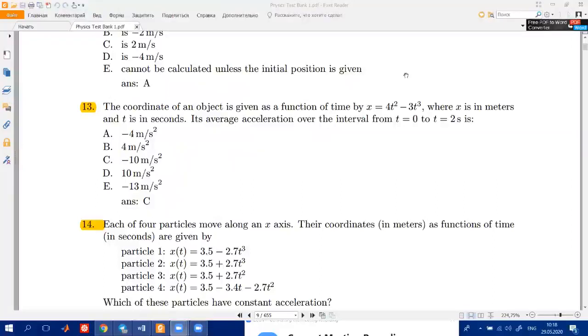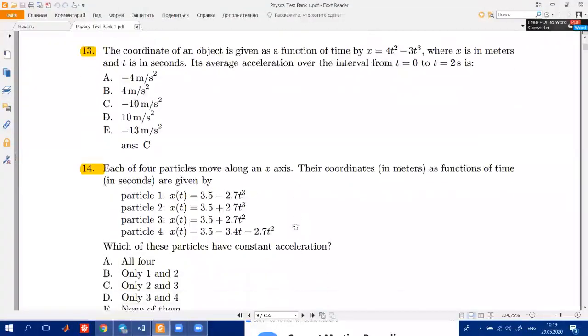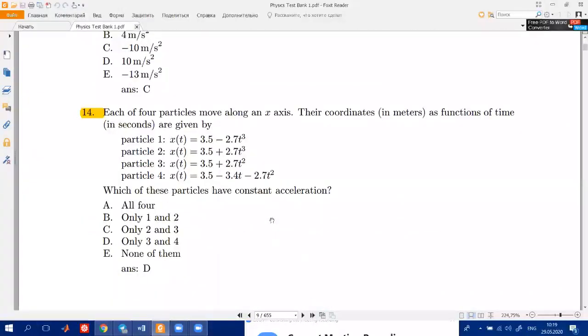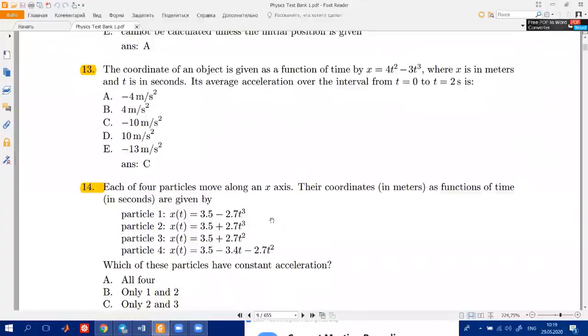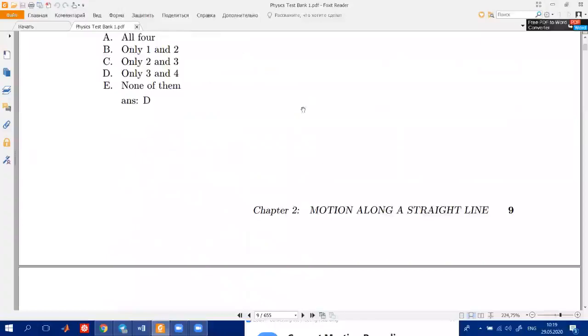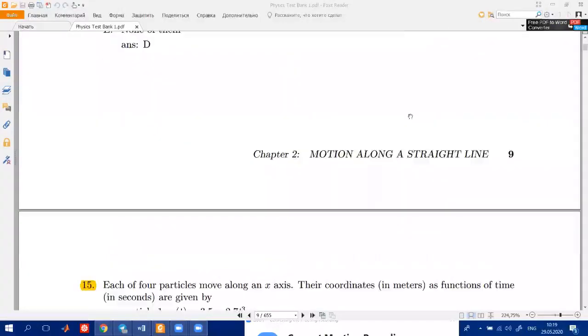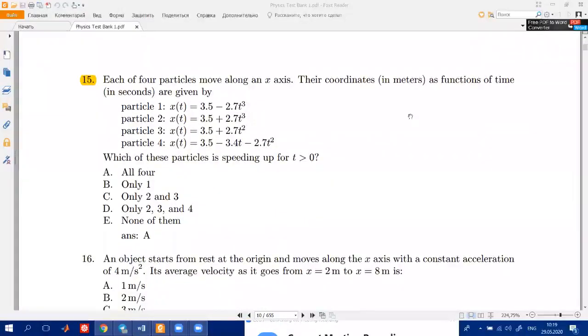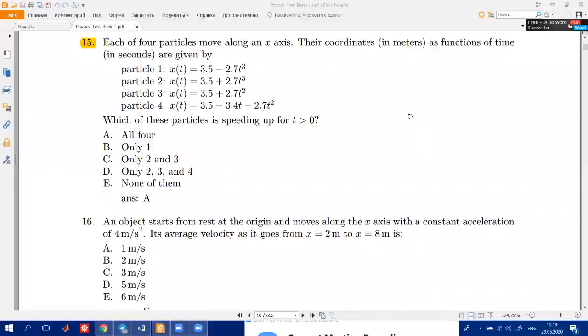Kobuljan, do you have any answer? No? Okay, this will be your homework. The answer is D, only 3 and 4, but you should show this. If you don't know how to take derivatives, please repeat the mathematical analysis and learn how to take derivatives.